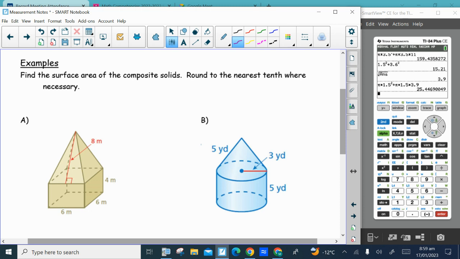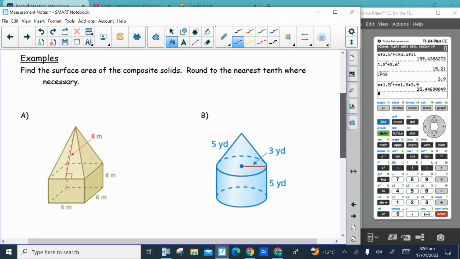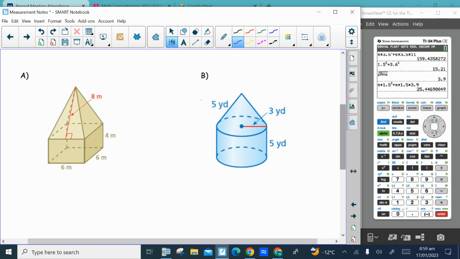So that means that we have to do some adjustments to our normal formula. For example, I'm going to split this into two pieces. Let's say the bottom, the box, is surface area 1, and the top, which is the pyramid, is going to be surface area 2.